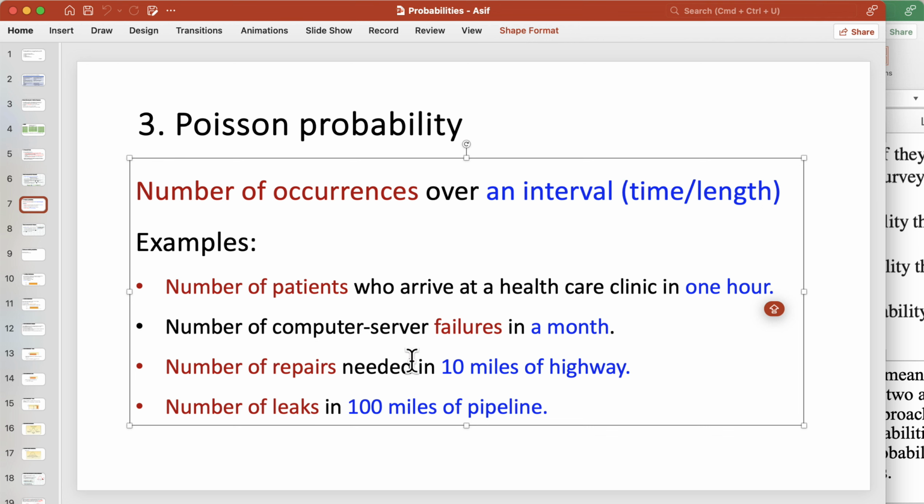Number of repairs needed in 10 miles of highway, potholes on the road, these are occurrences in a specific interval, and number of leaks in 100 miles of pipeline. So that is the interval and the number of leaks is occurrences. And we want to calculate the probability of these occurrences.